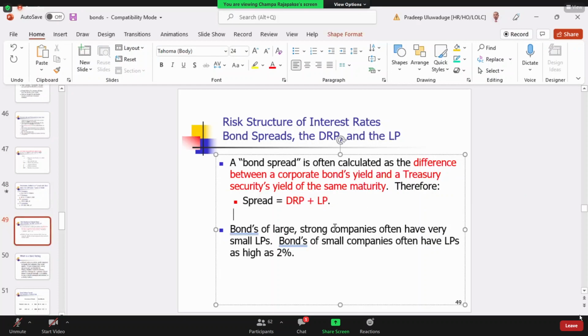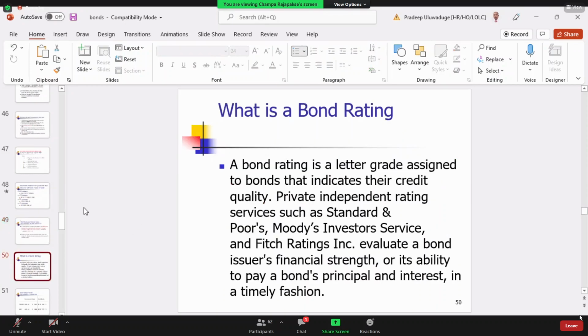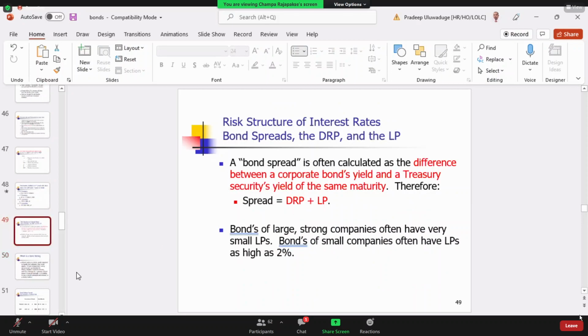Bonds of large, strong companies often have very small liquidity premiums. Nobody will be hesitant to buy a bond of such a company, so the liquidity premium is very low. Bonds of small companies often have liquidity premiums as high as 2%. So this is about the bond spread.